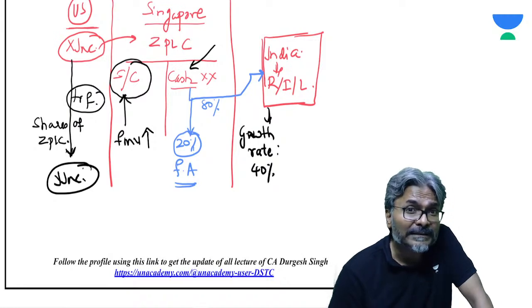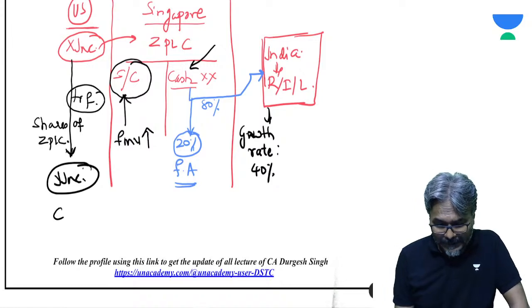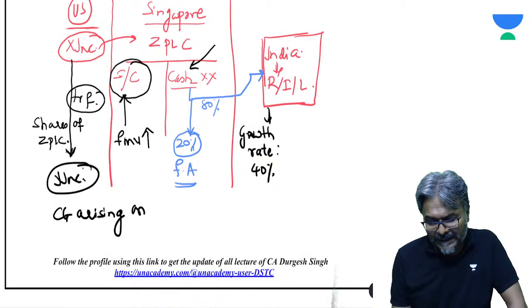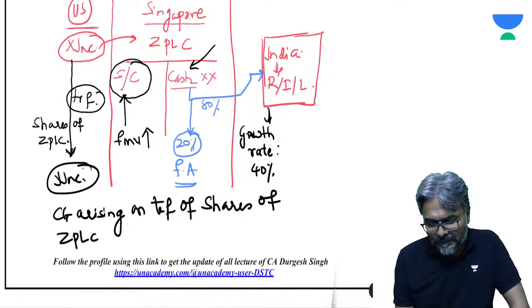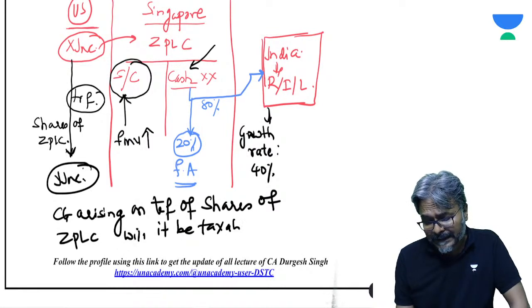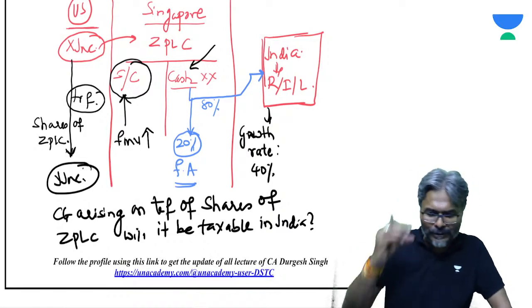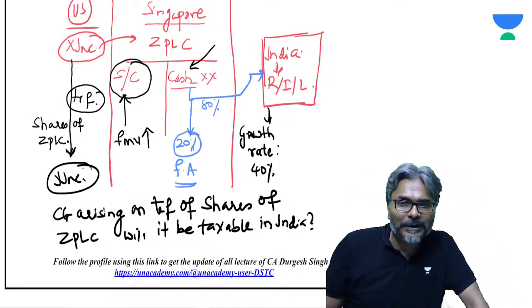Now the question is, there is a huge capital gain. So there is a capital gain arising on such transfer. The question in the examination would be the capital gains arising on transfer of what? Transfer of shares of Z PLC. Will it be taxable in India, students? That becomes the ultimate question in the examination. Whether the capital gains arising on transfer of shares of Z PLC will be taxable in India, that becomes the ultimate question.